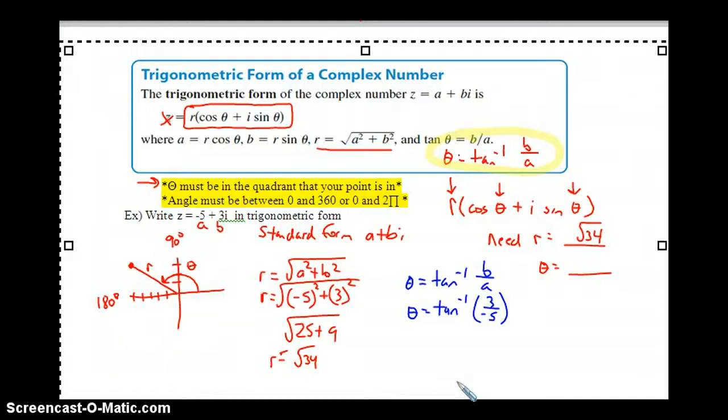I end up with negative 30.96. Negative 30.96 is not an angle that's between 90 and 180 degrees. So negative 30.96 is my reference angle. Really, 30.96 is my reference angle. That's this angle right here, because that's the reference angle in the second quadrant. I want to know the distance from here around.